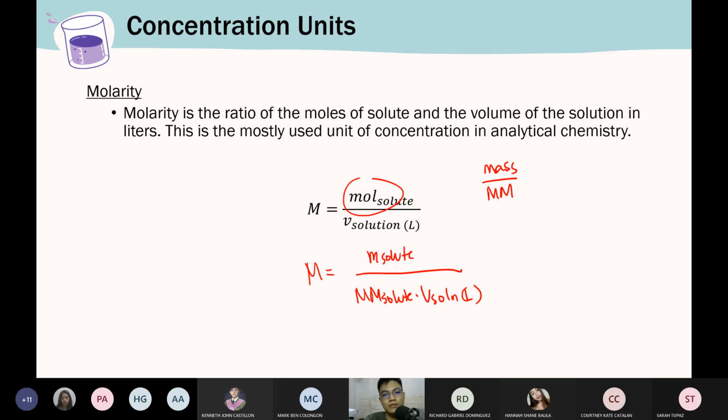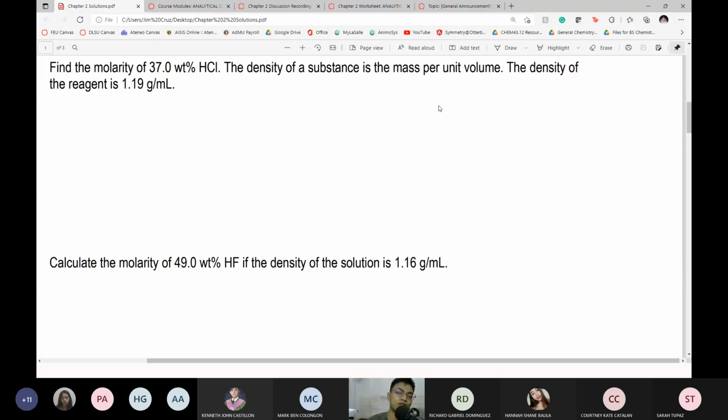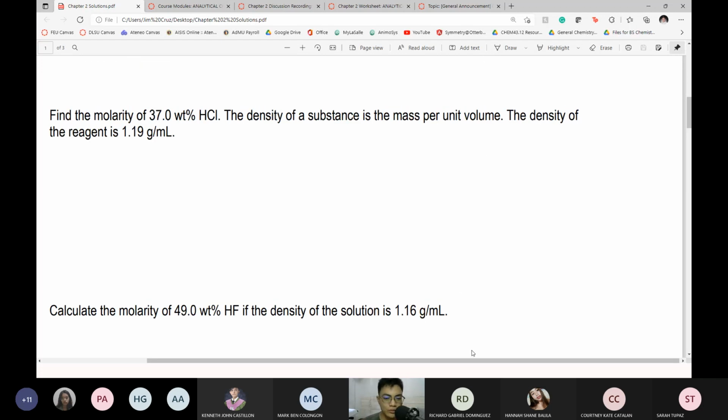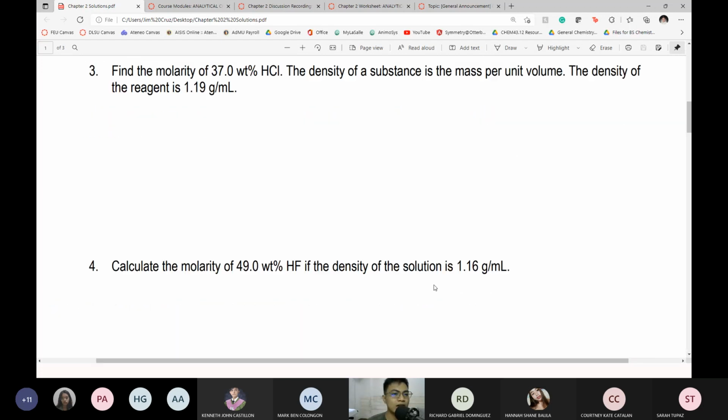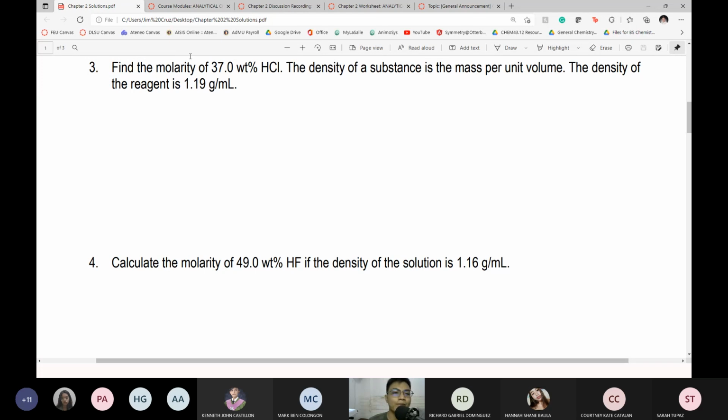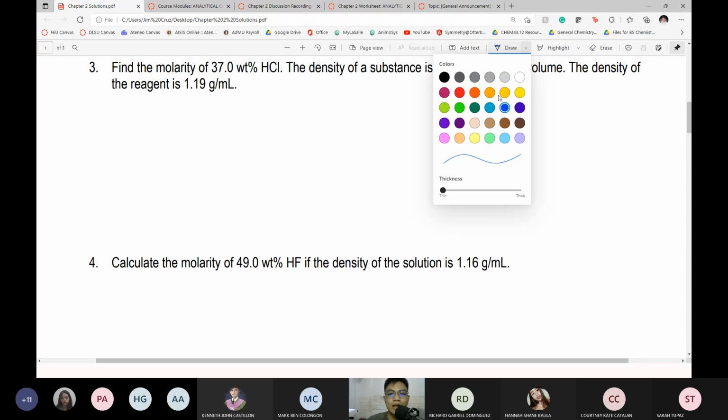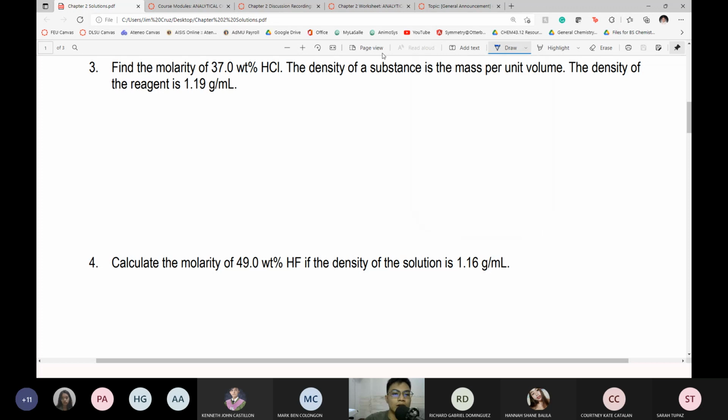Now, let's talk about this problem here in your worksheet. There are two similar problems, specifically problems 3 and 4. You are asked to find the molarity given the percent weight of HCl. The same with number 4: you are asked to find the molarity given the percent weight of hydrofluoric acid.